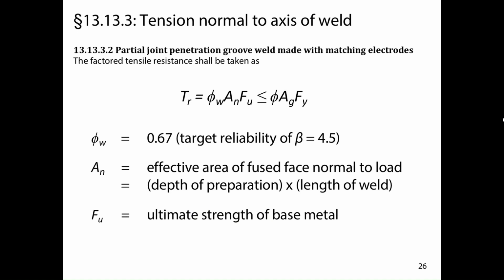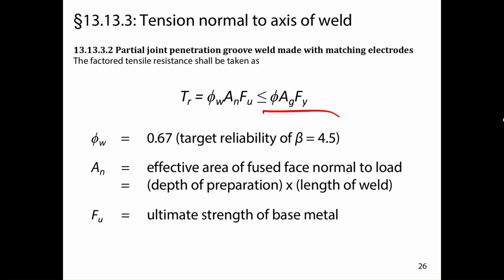If we're looking at partial penetration welds, we actually have to sharpen our pencils. And we're not allowed to exceed, of course, not the fact that we can't do more welding, but the exceed AgFy. So if we've got a partial joint penetration weld and we calculate the resistance, we're not allowed to exceed the yield resistance of the strength of the joint.